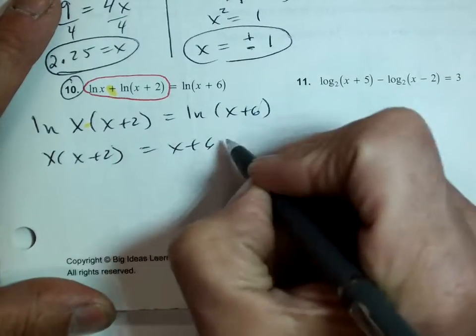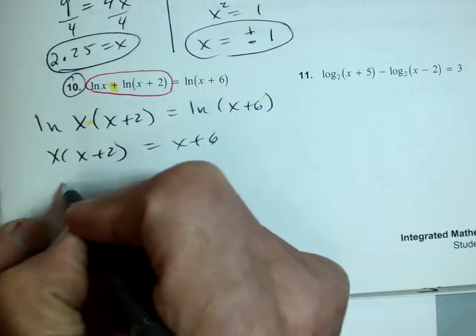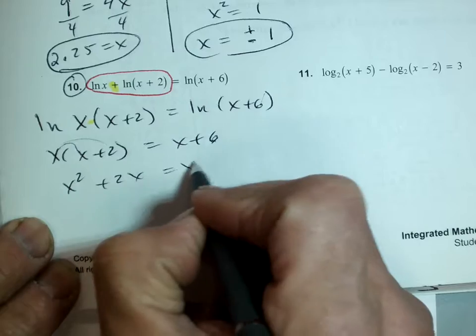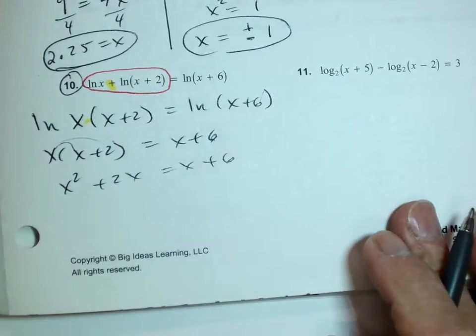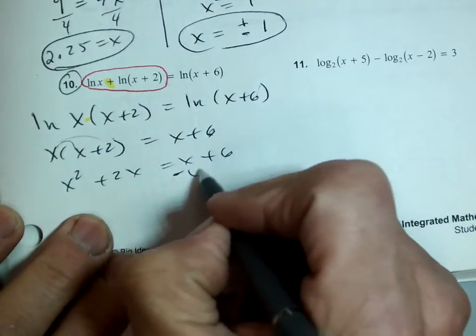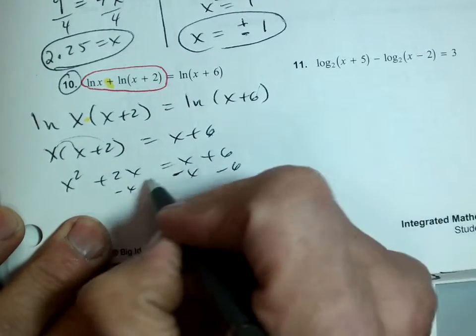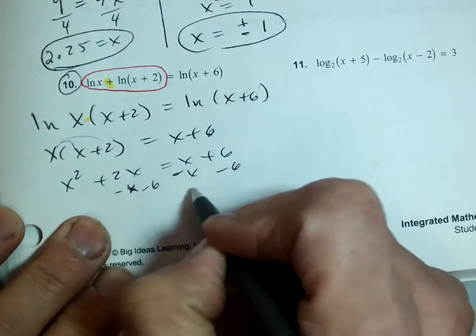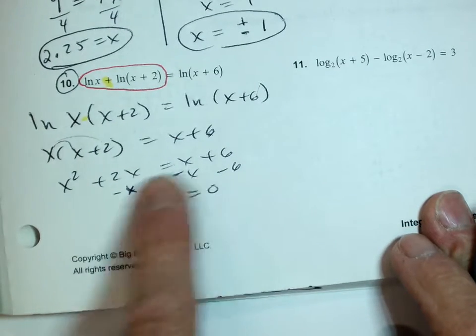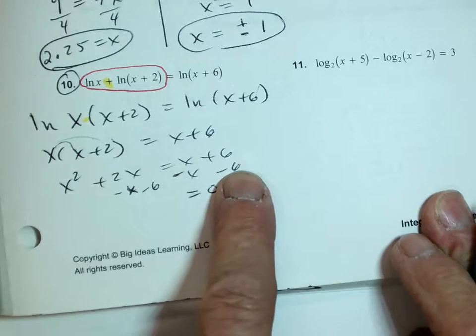Okay, let's solve for x. So I get x squared plus 2x equals x plus 6. Looks like I might have to factor. I love factoring. So let's bring everything over. Minus x, minus 6, minus 6. I want to bring everything over and set it equal to 0 so I can factor. So I brought over the x, minus x, minus x, and I brought over the 6, minus 6, minus 6.